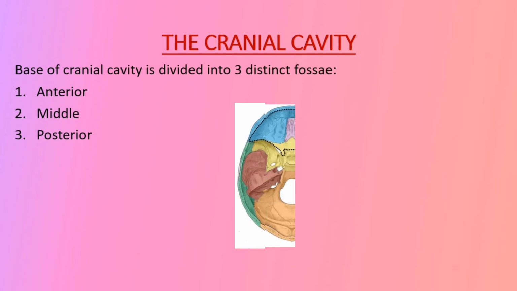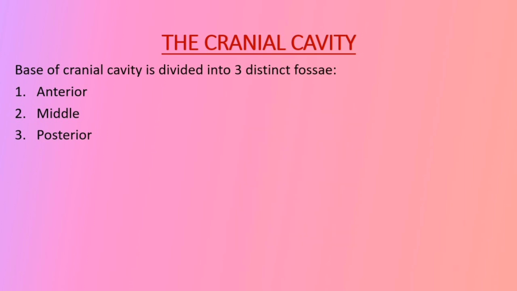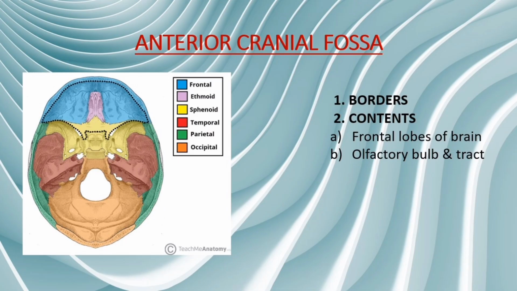When you cut the skull and remove the calvarium, you'll be able to see the cranial cavity. The cranial cavity houses the brain, the cranial meninges, cranial nerves, blood vessels and cerebrospinal fluid. The base of the cranial cavity is divided into 3 distinct fossae: the anterior, middle and posterior cranial fossae. When we discuss the fossae, it's important to note their borders and content. Let's begin with the anterior cranial fossa.